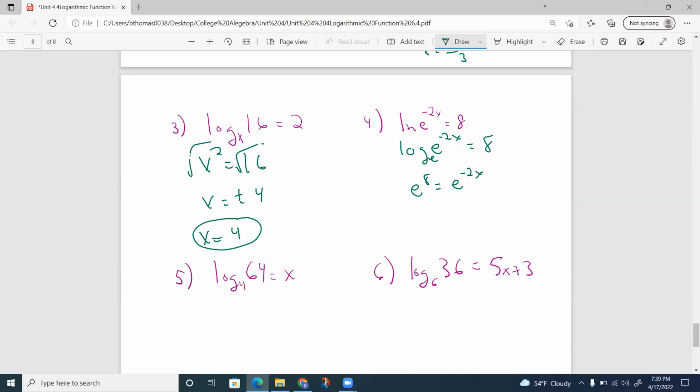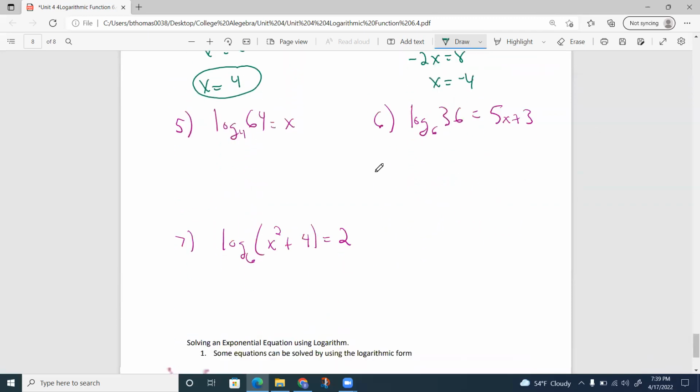So since the bases are the same, we can just set these equal to each other. I'm going to go ahead and put the variable on the left side. So negative 2x equals 8. If I divide each side by negative 2, we would have x equals negative 4. That would be the solution to that problem. So notice how I can put that in exponential form. The bases are the same, so all I have to do is set the exponents equal to each other to solve for x.